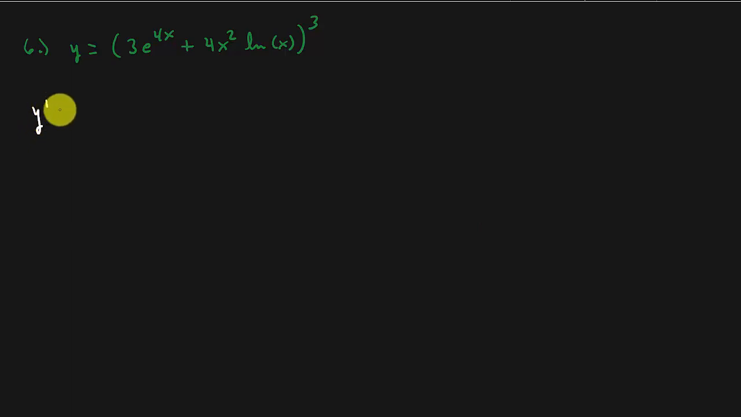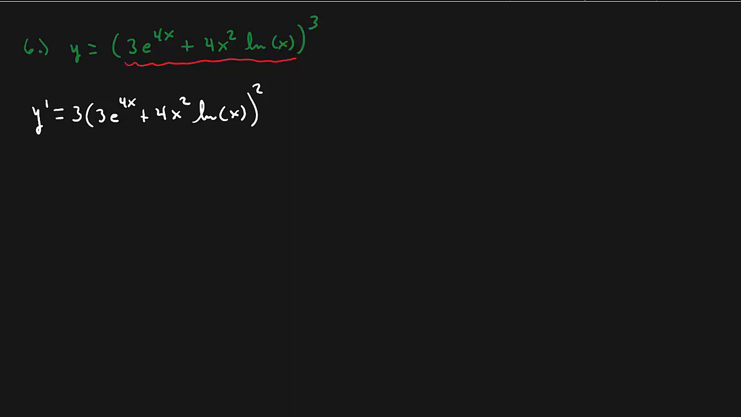So I've got y prime equals, see how I have all of this in parentheses raised to a power? So that's going to be 3 times (3e to the 4x plus 4x squared natural log x), and then all of that squared. Okay, so what did I do? I'm just doing the chain rule. The 3 comes down, subtract 1 from the exponent. And then remember what the chain rule says. And then it's times the derivative of what's inside the parentheses.